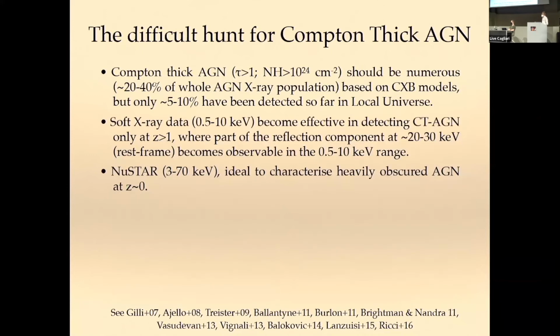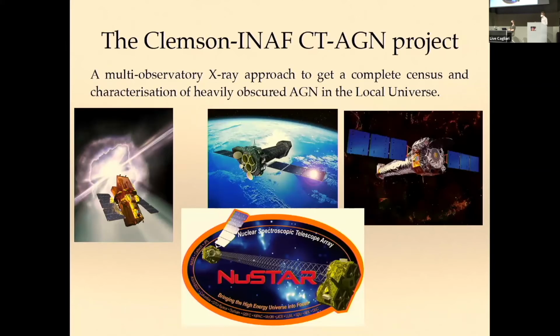To detect them at high redshift, we can use instruments like Chandra or XMM-Newton, because the most prominent part of the emission, the Compton hump, the reprocessed emission at 20-30 keV, is redshifted into the energy range where we can see it. But in the local universe, we really need NuSTAR to study these sources. So the Clemson-INAF Compton-Thick AGN project developed this multi-observatory X-ray approach to get a complete census of the most heavily obscured AGN. So you see there BAT, Chandra, XMM, and of course, a key role is played by NuSTAR.